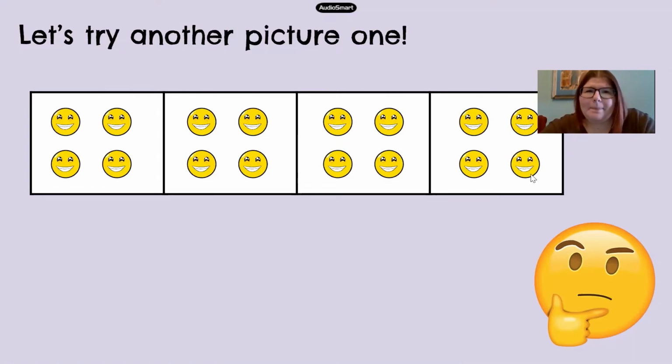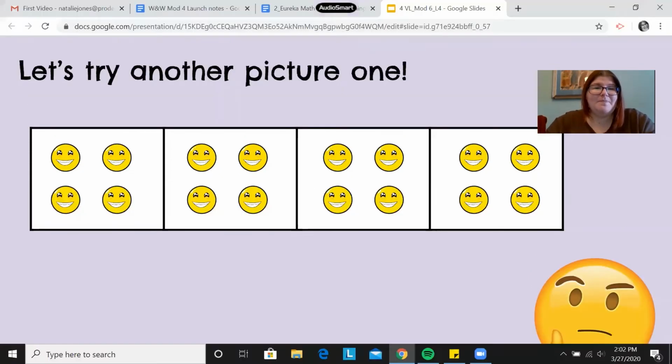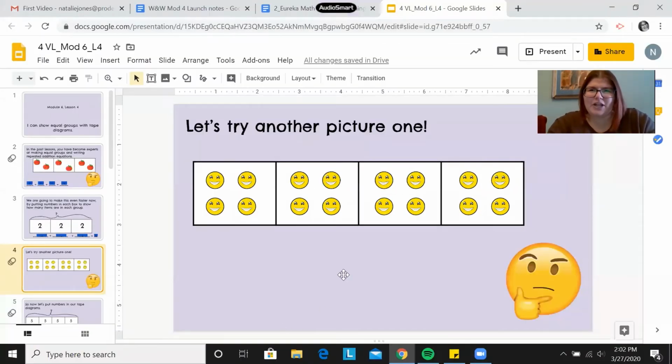So how many groups do I have here? 4. And how many are in each group? If you said 4, you're right. We have 4 groups of 4. Go ahead and say that with me. We have 4 groups of 4. So how would that look in an equation?